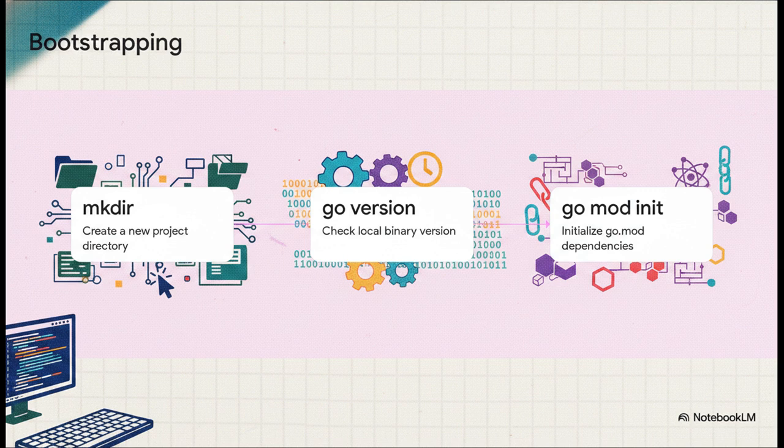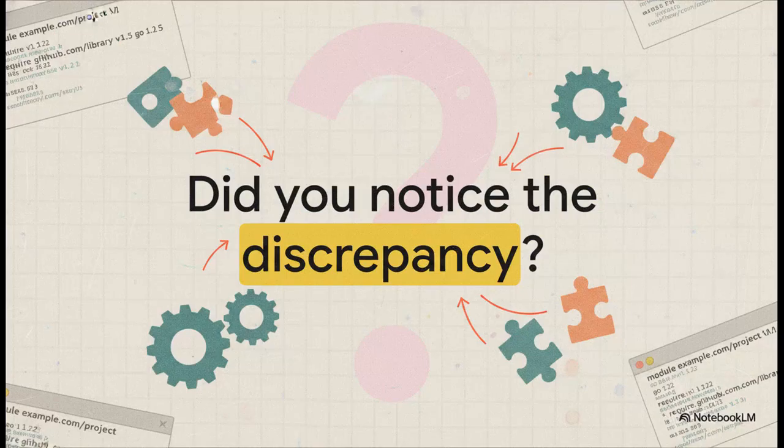Then you execute go mod init to initialize your dependencies. The tool creates your module file, just like it's done 1,000 times before. Everything seems completely normal. But then, you actually open up that newly created file, you scan the contents, and you have to stop and ask yourself, wait, what's wrong with this picture? There is a really distinct discrepancy staring right back at you.